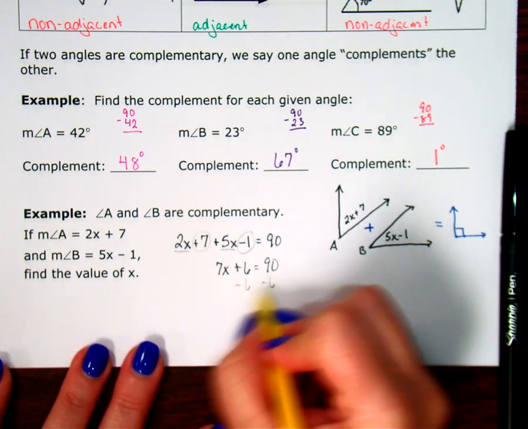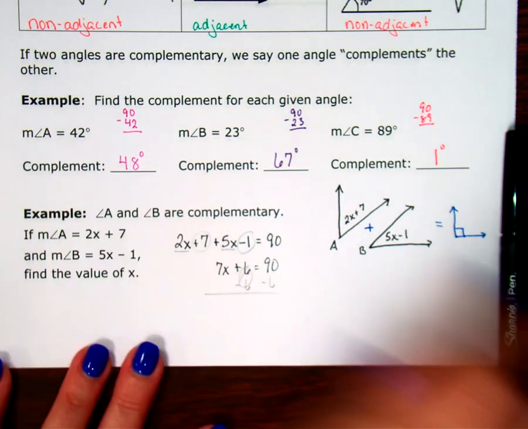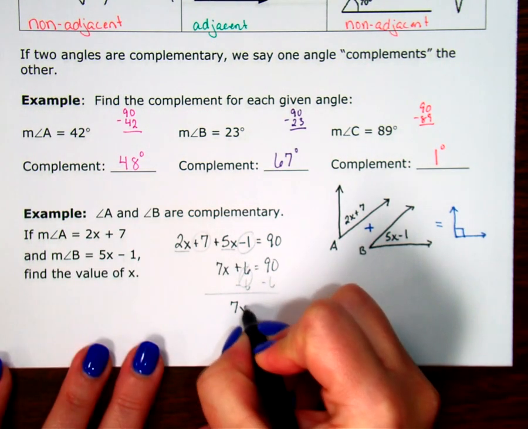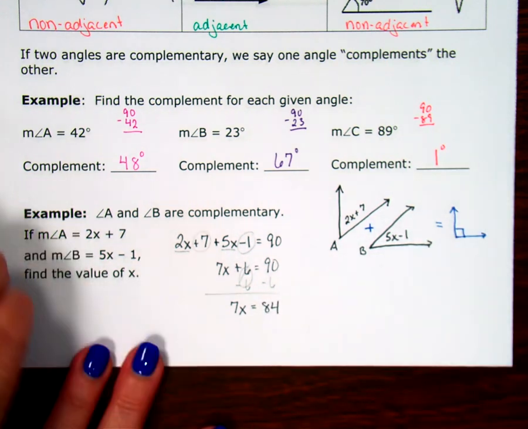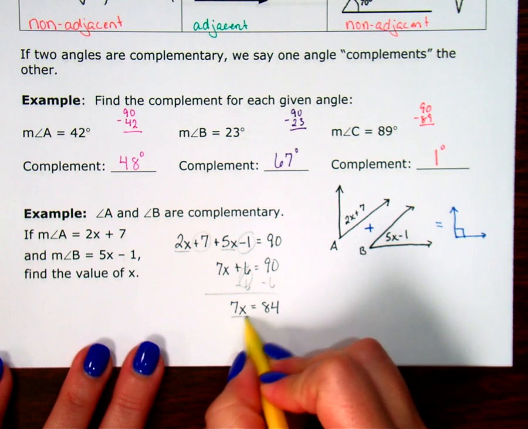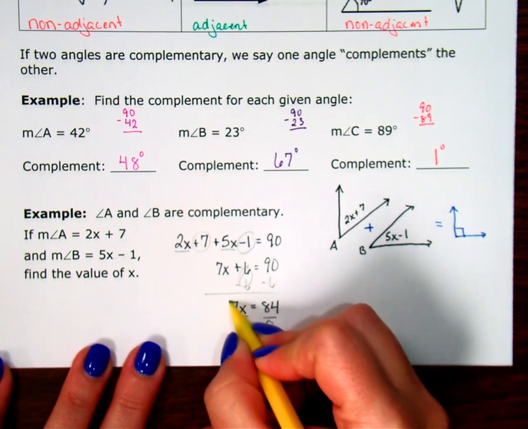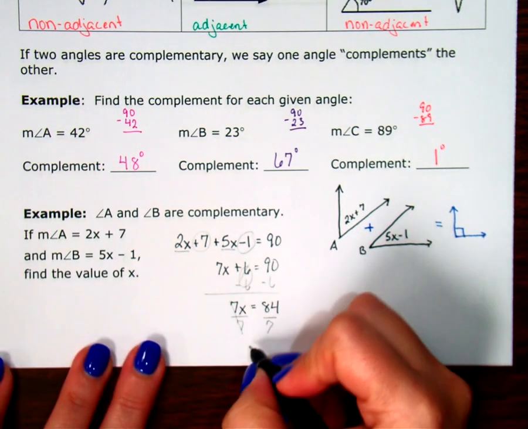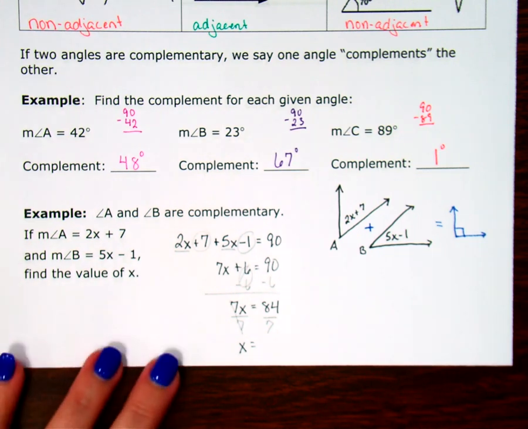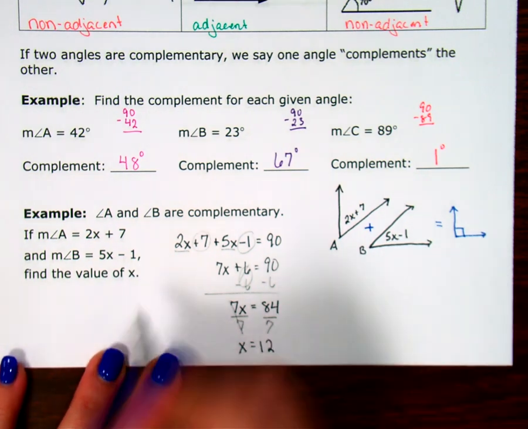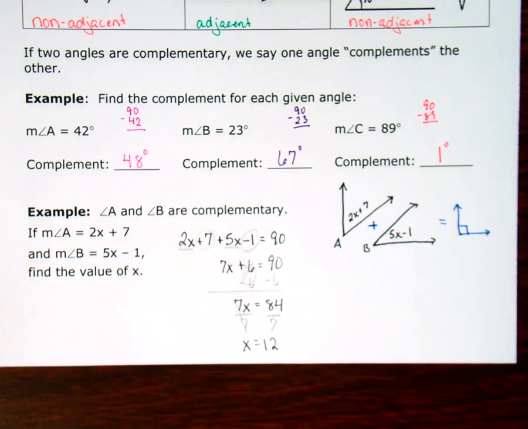Take away 6 on both sides, my subtraction property of equality. 7x plus 0 is 7x. Equals 90 minus 6 is 84. Divide both sides by 7. And I would get x equals 84 divided by 7 is 12. Okay, it says find the value of x. I did, so I am technically done with this problem.